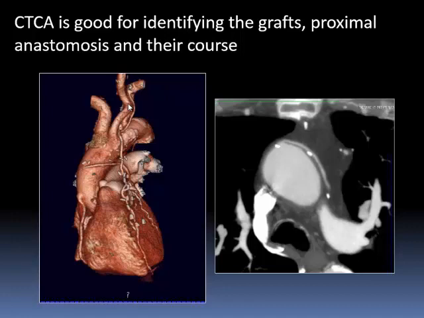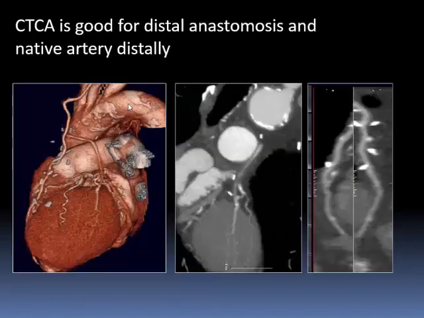Because ideally what you don't want is for people to go to the lab, they have an angio, it shows moderate disease, they have to come back for an FFR or some other test. So in other words, if you can kind of streamline the cath lab procedures, then that can be of help. So the bottom line is, CT angiography is very good for grafts.